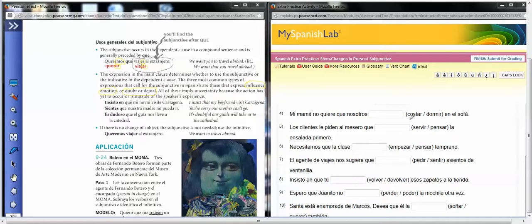So if we go over here, mi mamá no quiere que nosotros dormir. We've already done that one. Let's do, okay. El agente de viajeros nos sugiere que pedir sentir asientos de ventanilla. So el agente de viajeros suggests, which would be influence. Okay, so you've got sugiere, which is your influence. All right, so then whatever verb we pick, we're going to put into the subjunctive because this is influence.